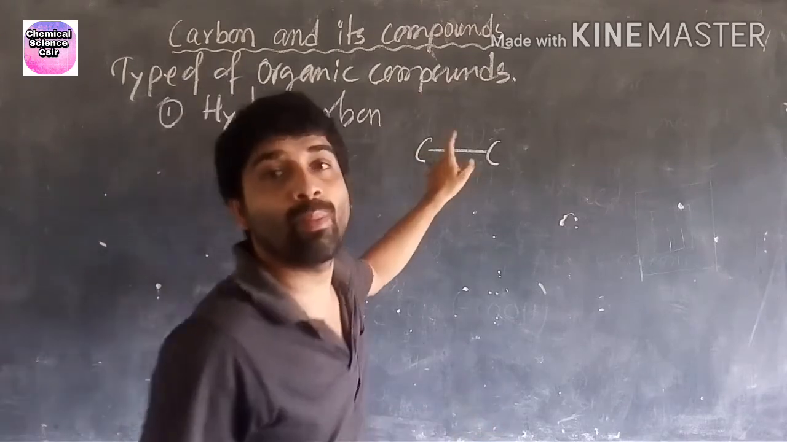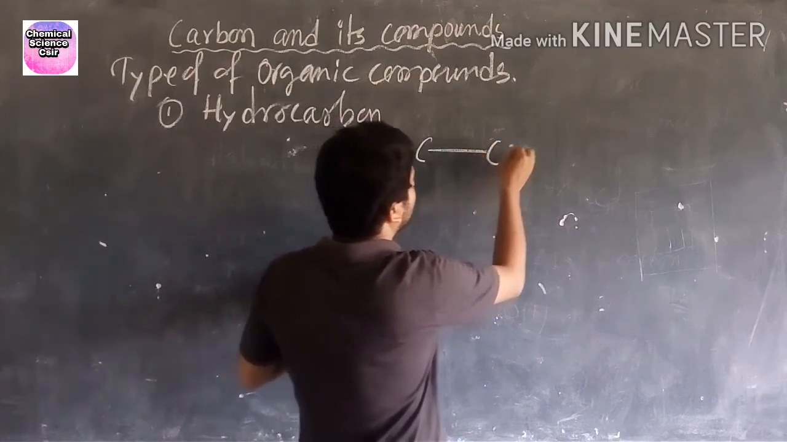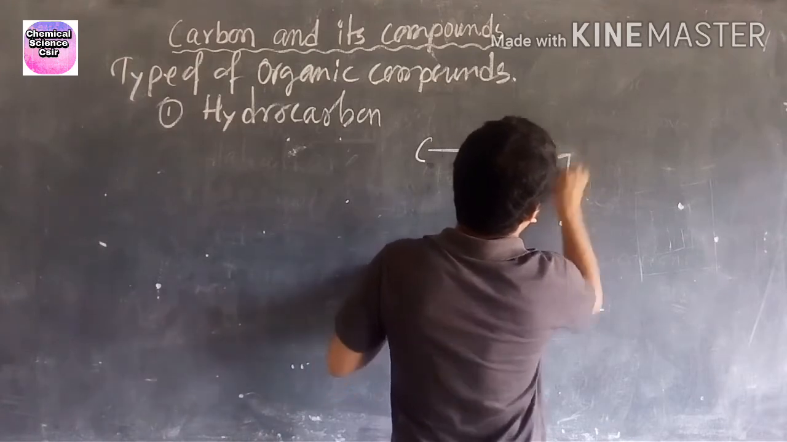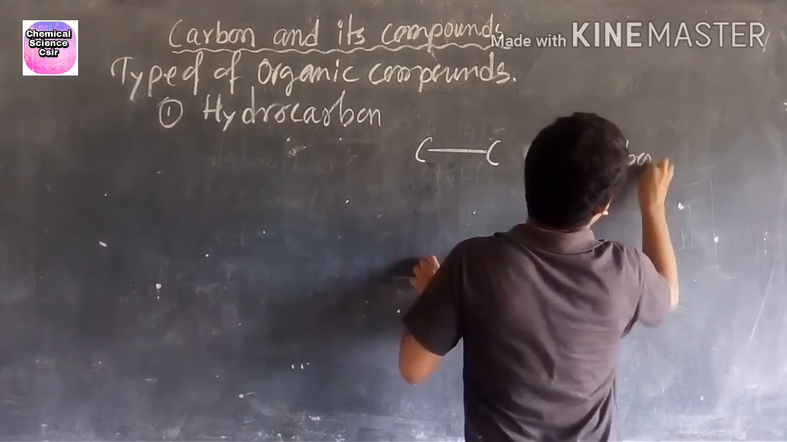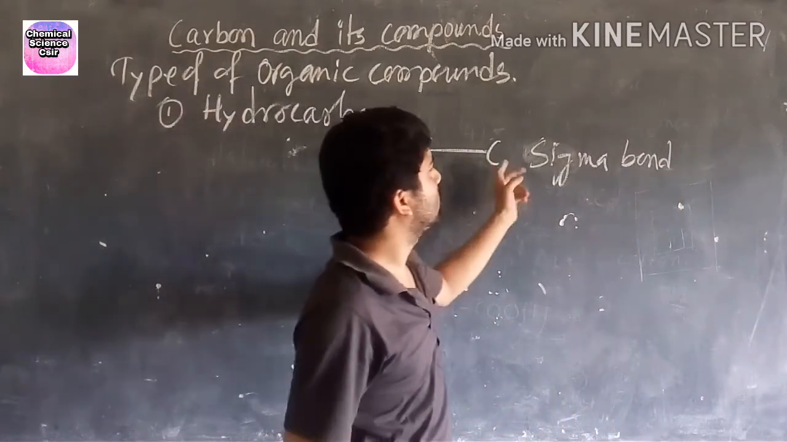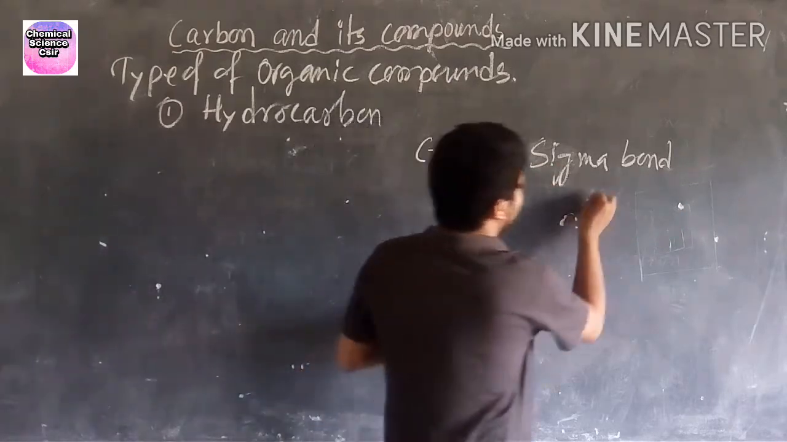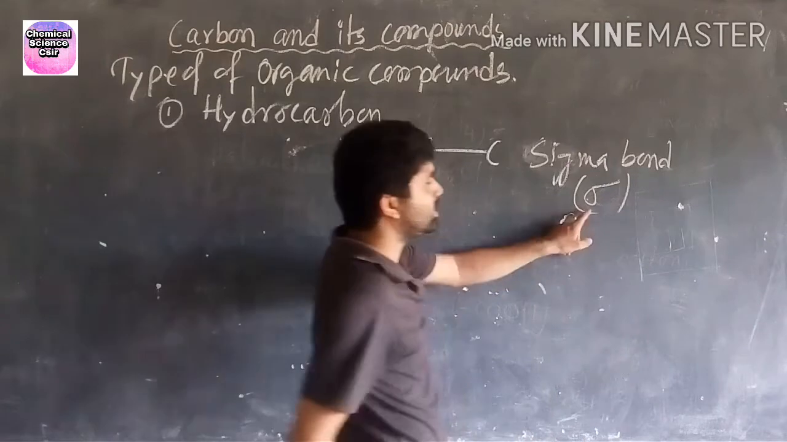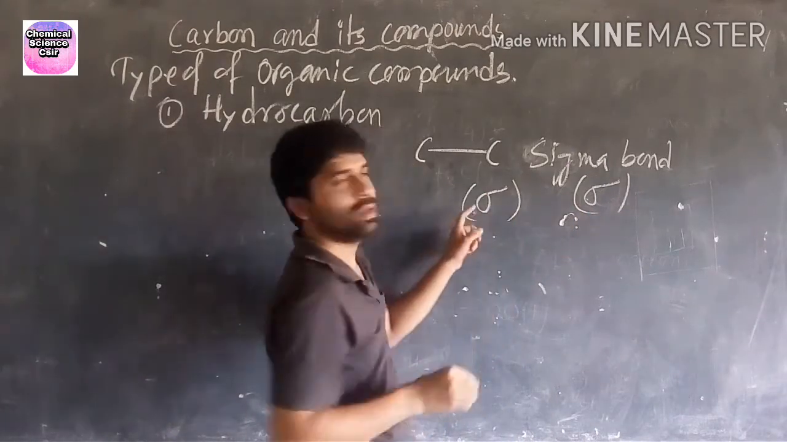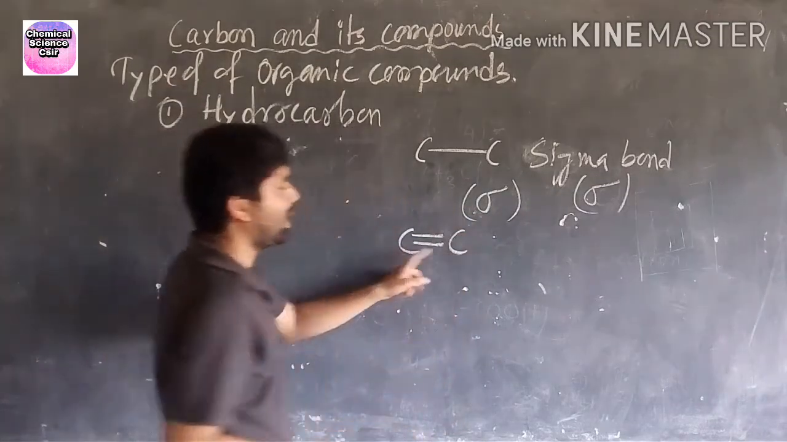This is a single bond, also called a sigma bond. This one is carbon carbon single bond. Then this is a sigma bond, and it is represented like this. You can write it like this. This one is sigma. Now, then carbon carbon double bond.